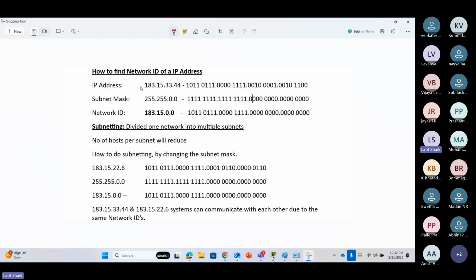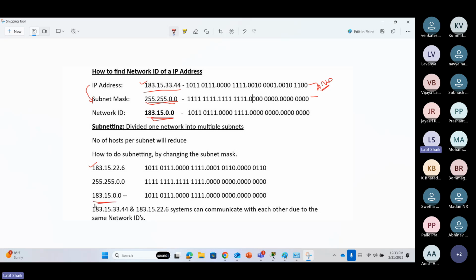This is an IP address. This is another IP. See the subnet mask. If you convert this subnet mask and IP address into binary and do a logical AND operation between your IP address and subnet mask, you will get a network ID.